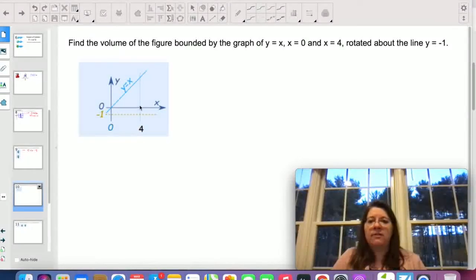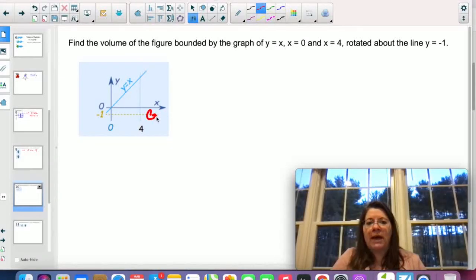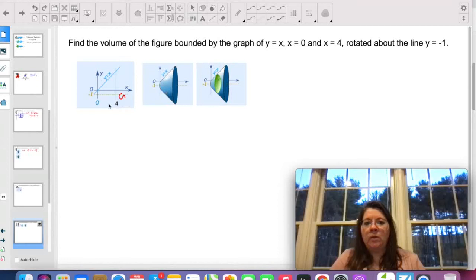And so here is this function. This is the y equals x line. Here is our axis of rotation this time. So we're going to rotate this about that y equals -1 line. So that's what we're rotating about. So when I do that, I'm going to get a picture similar to the last one, but it will look a little bit different. So here's what we get when we rotate this figure about that y equals -1 line.